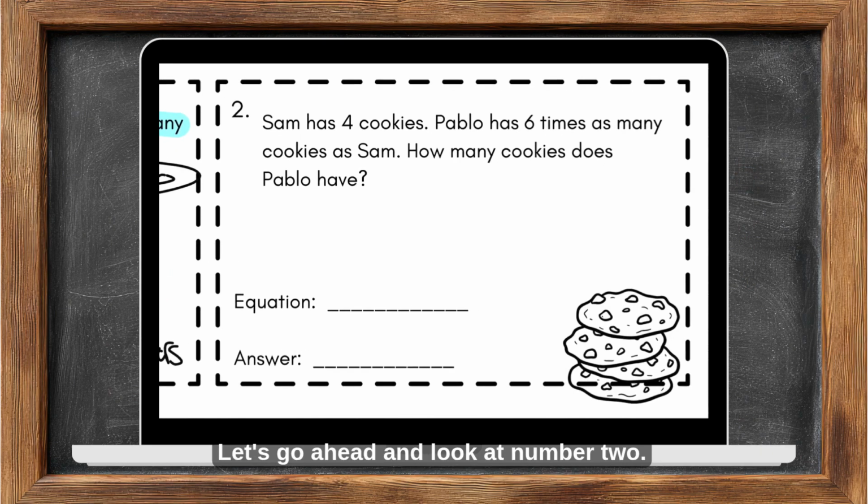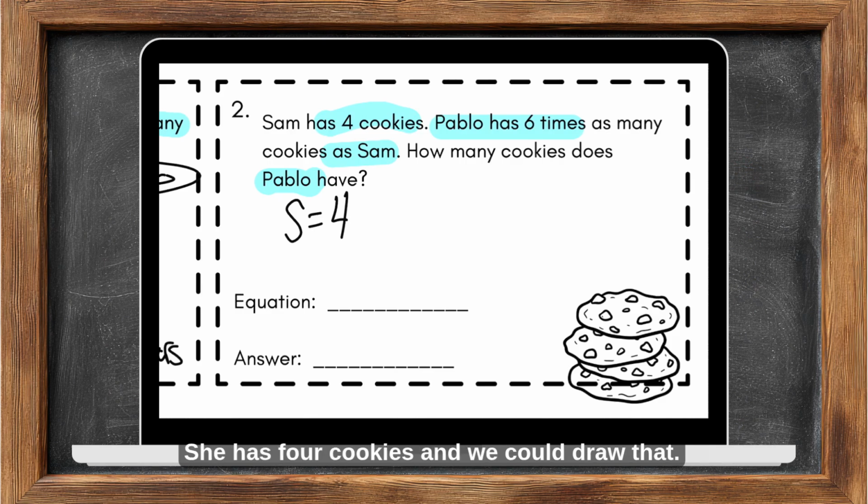Let's go ahead and look at number 2. So we have Sam has 4 cookies and Pablo has 6 times as many cookies as Sam. How many cookies does Pablo have? So we want to know for Pablo. We already know what Sam has. Sam equals 4. She has 4 cookies, and we could draw that. She has 1, 2, 3, 4.